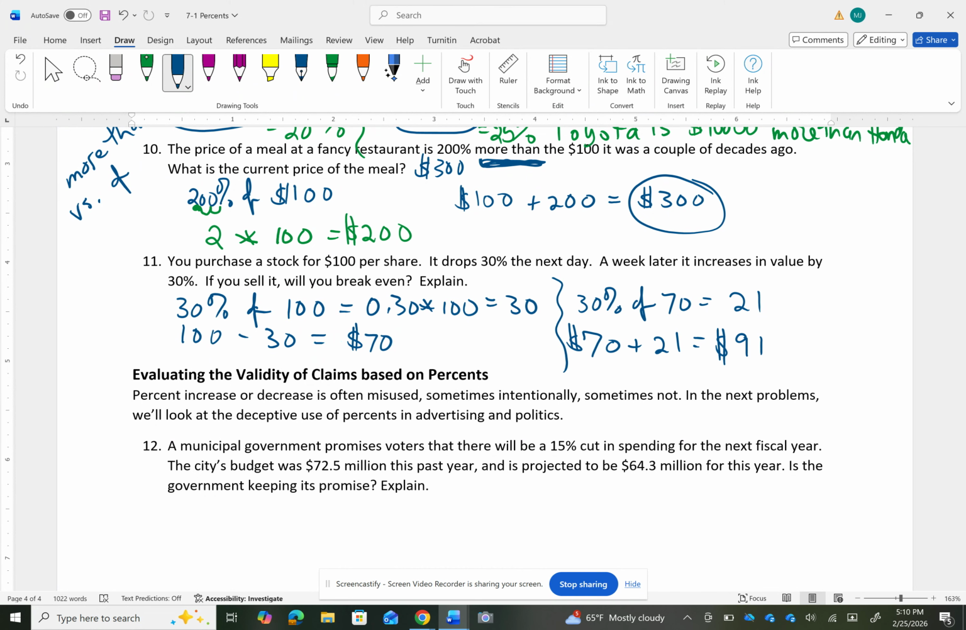All right, the issue is, originally I was doing 30% of this reference value of 100. But once that 30% decrease happened, when I turned around and tried to do 30% increase, it was 30% of only 70. So the amount of the increase was not enough to get it back up to the $100 per share. I would not break even.